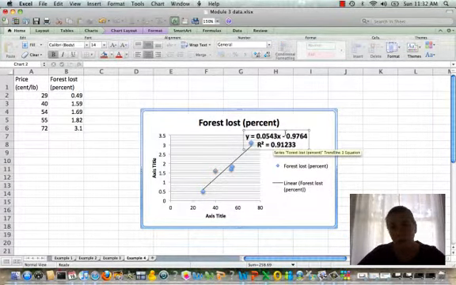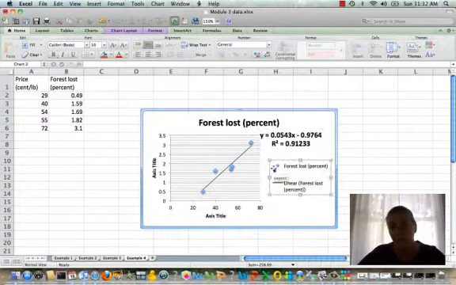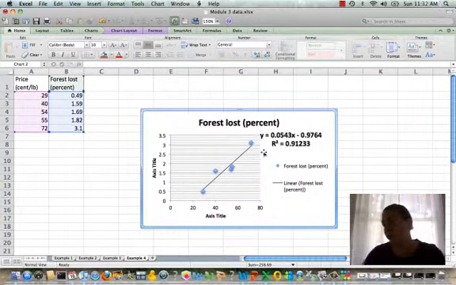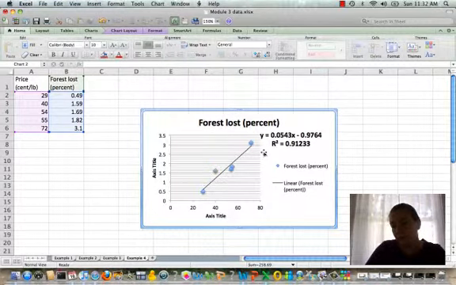Let's pull it over a little bit. Okay, so we have here y equals 0.0543x minus 0.9764, and our r squared value is 0.91233.